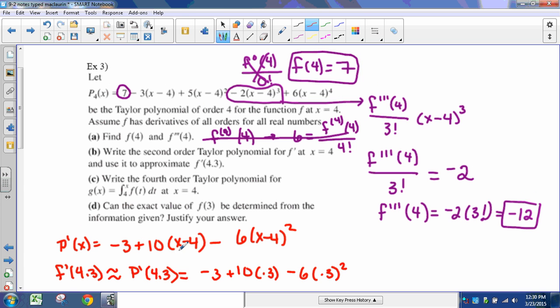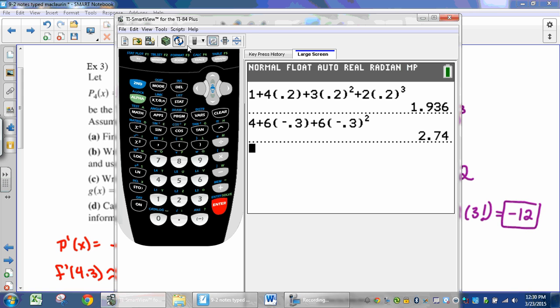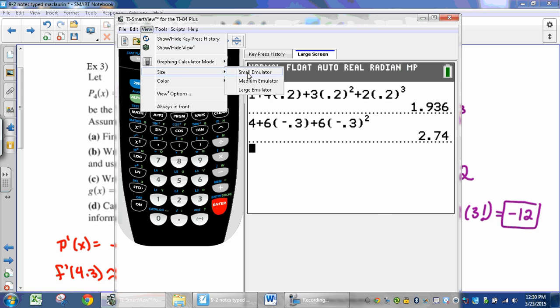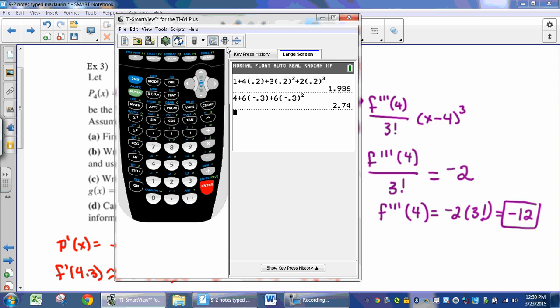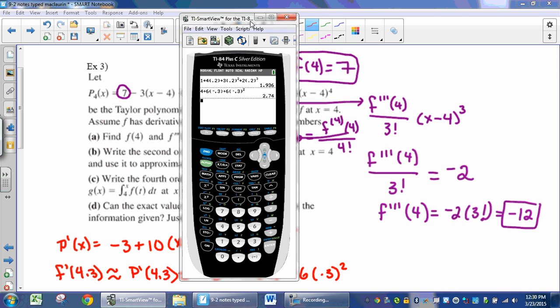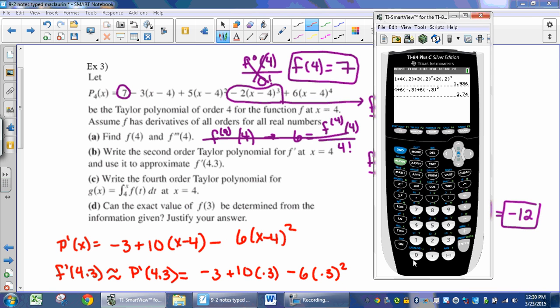And let me get my calculator so I don't make a mistake. All right, so I want to view this. I don't want to see that. There we go. Make it smaller so we can see it. Negative 3 plus 10 times 0.3, which is really 3, minus 6 times 0.3 squared, which is 0.09. Negative 0.54.